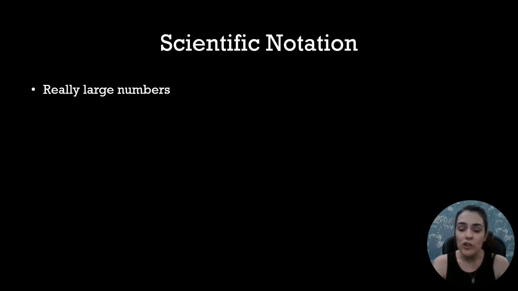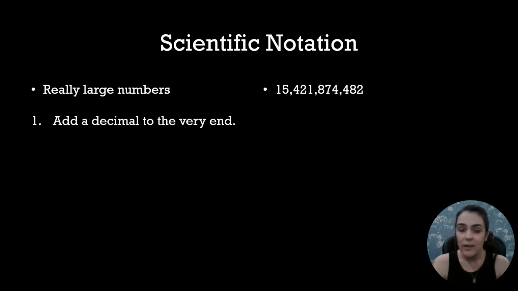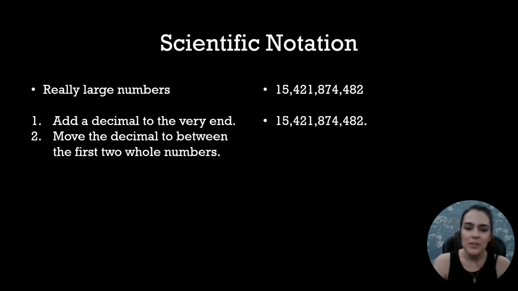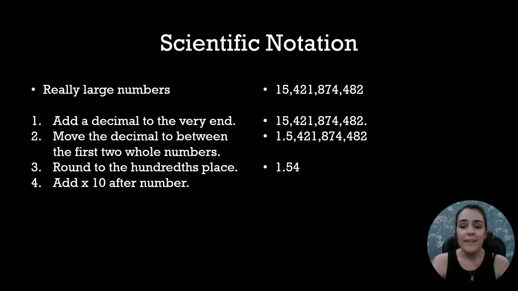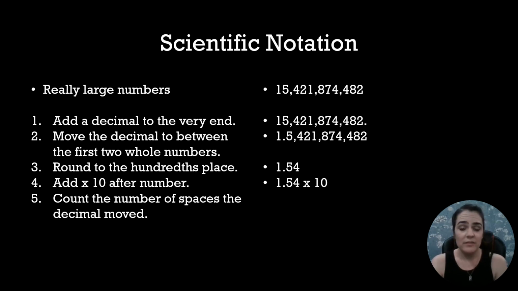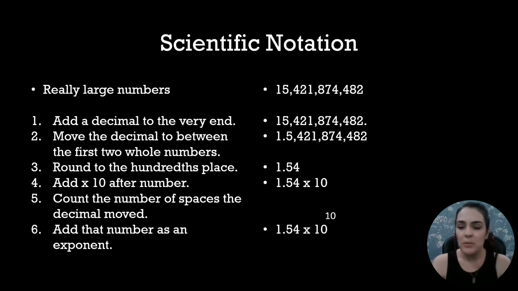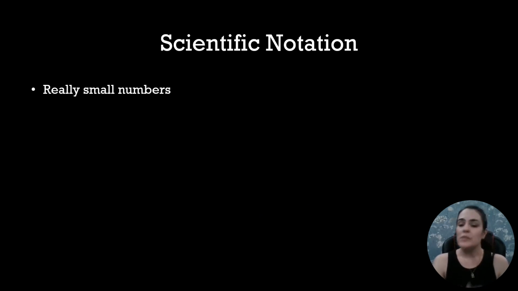The next really large number example, like this one, again, add that decimal to the end, move it to between the first two whole numbers, round it to the hundredths place. Add times 10 after the number. Count the number of spaces that the decimal moved, which is 10, and add that number as your positive exponent. And there's your answer. Now let's talk about how to do scientific notation for really small numbers.